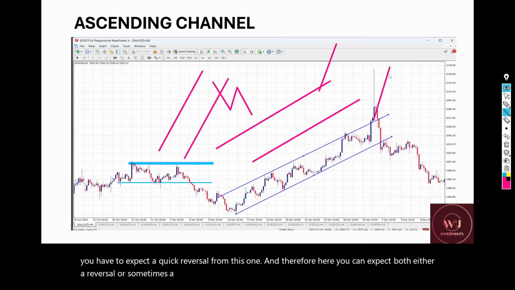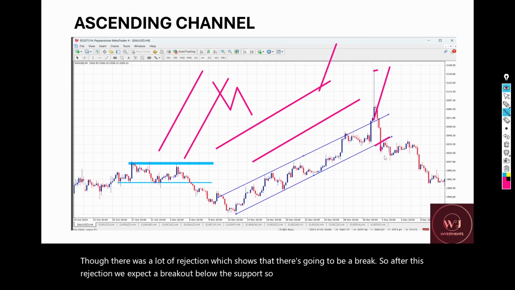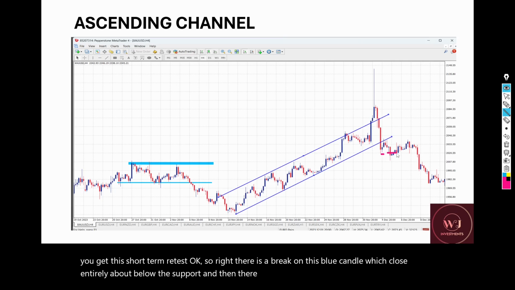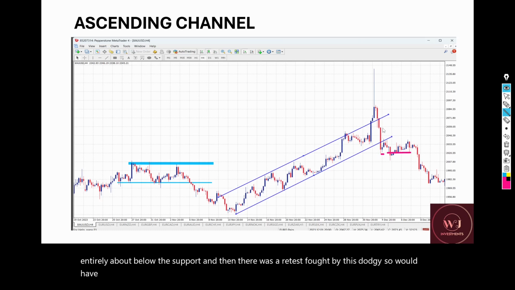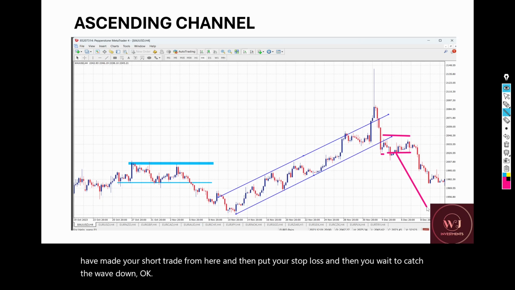So here we got a continuation, though there was a lot of rejection, which shows that there's going to be a break. So after this rejection, we expect a breakout below this support. So you can see that right here you get a break, then you get this short-term retest. Okay, so right here there is a break on this blue candle which closed entirely below the support, and then there was a retest followed by this doji. So you would have made your short trade from here and then put your stop loss, and then you wait to catch the wave down. Okay, so that is how we trade the ascending channel.